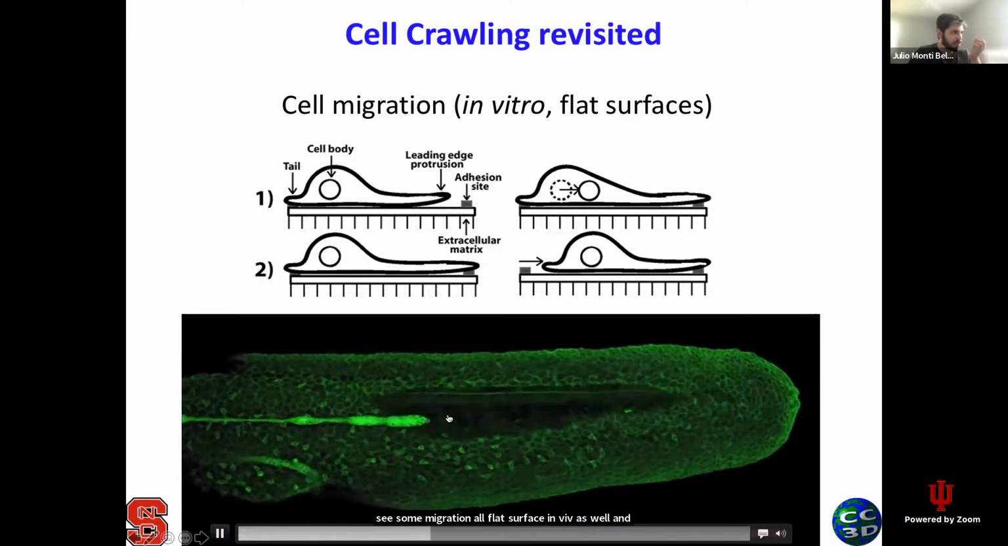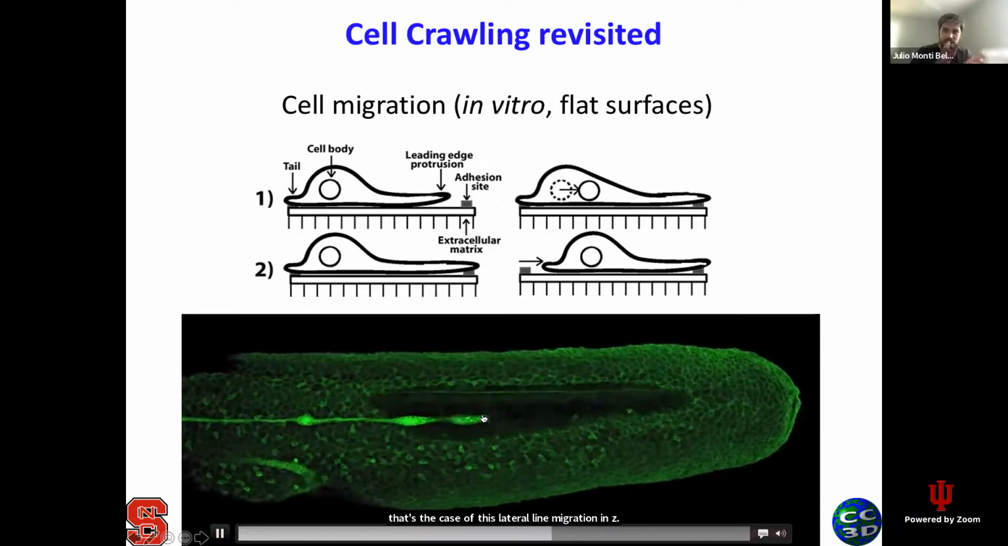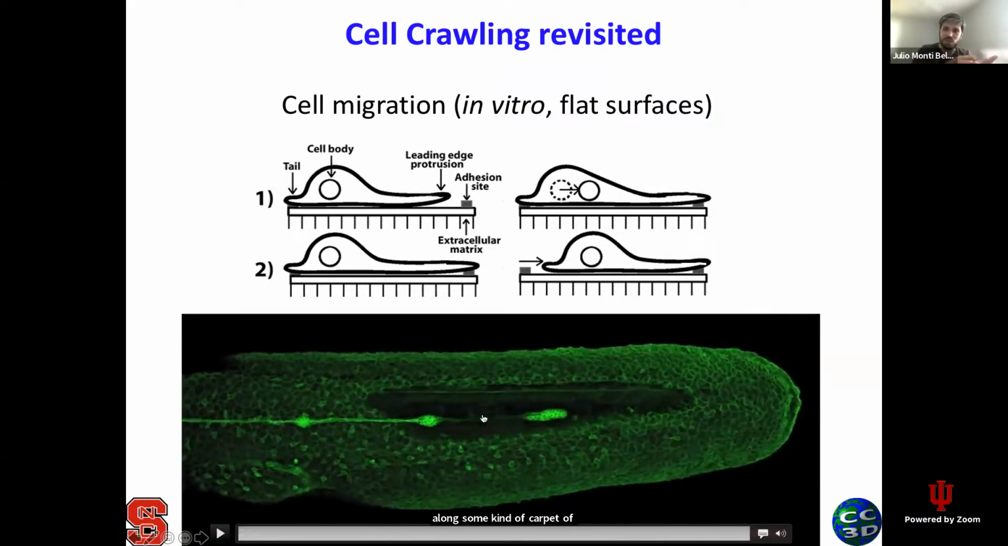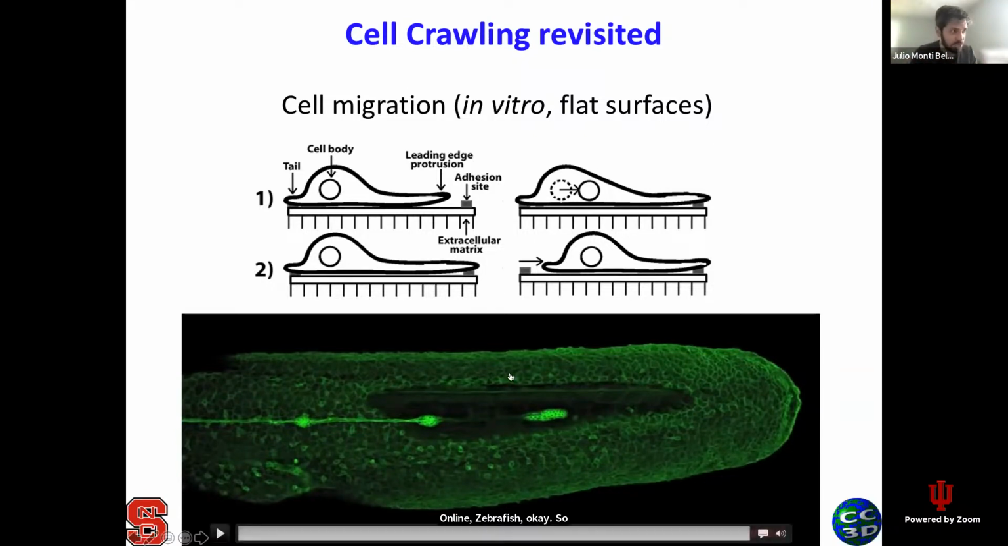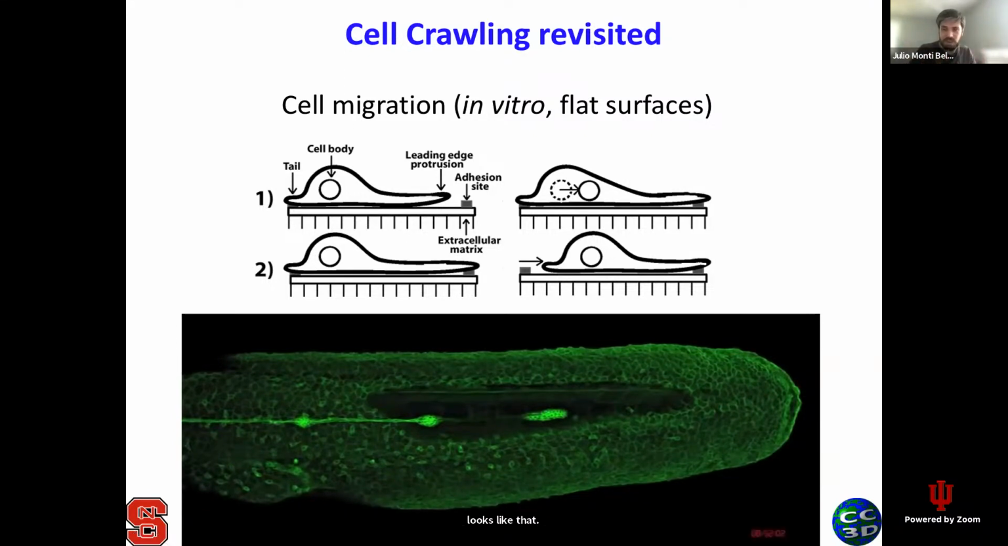Those cells, these groups of cells, are migrating along some kind of carpet of chemokines that the cells use as a guide, and you see the movement of the lateral line in zebrafish, okay? So in many types, the cell migration actually looks like that in vivo. The movement of the neural crest cells right after neurulation is also like this, the cells are migrating over a flat substrate. So these kinds of models are good for it.